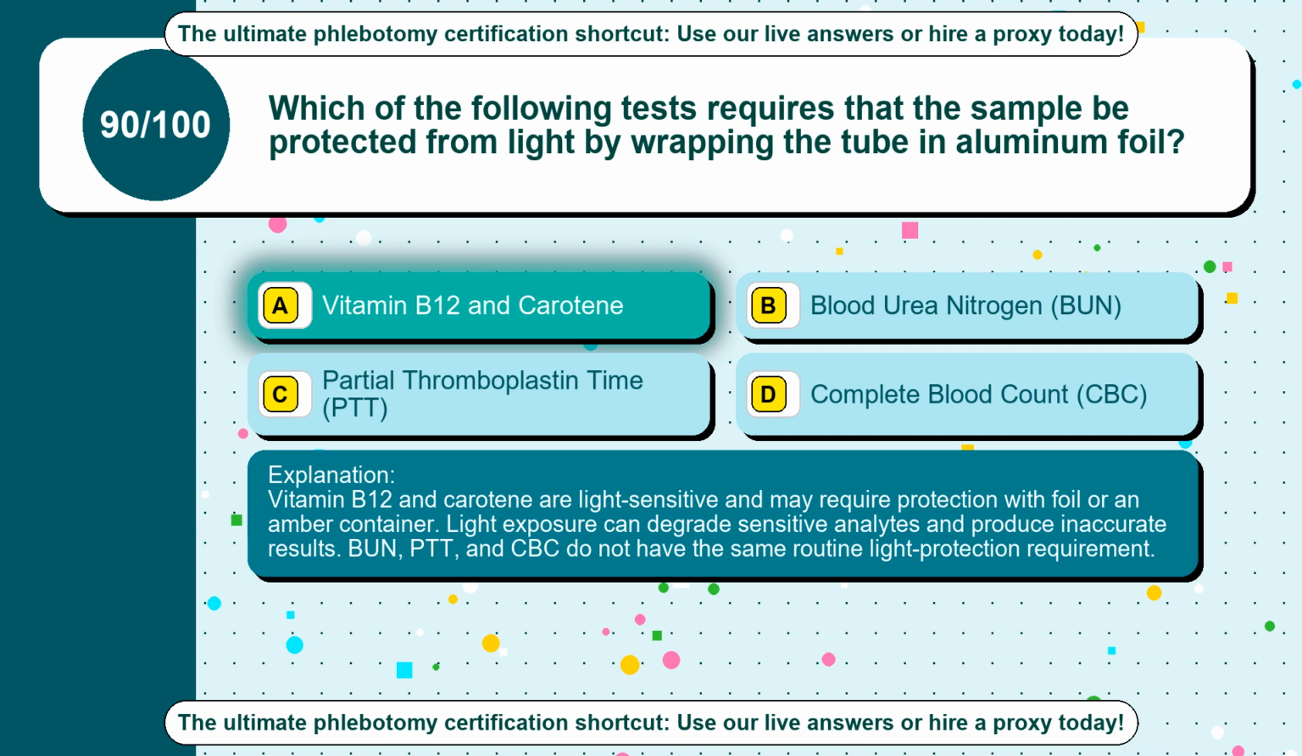Vitamin B12 and carotene are light sensitive and may require protection with foil or an amber container. Light exposure can degrade sensitive analytes and produce inaccurate results. BUN, PTT, and CBC do not have the same routine light protection requirement.